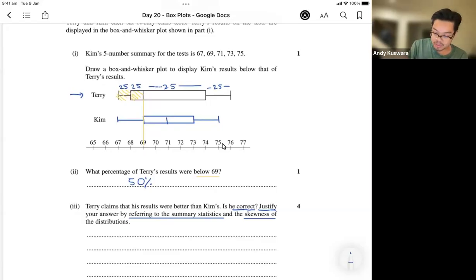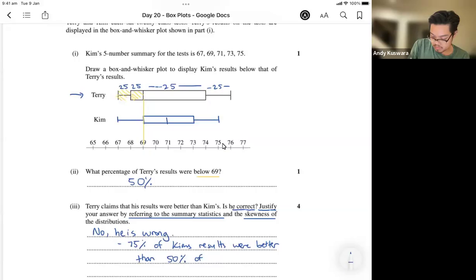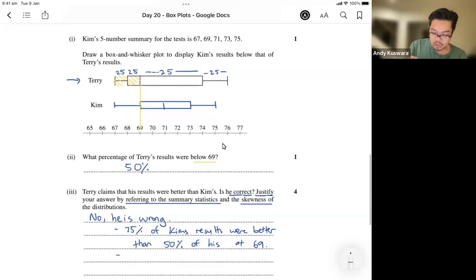So in that case, we can talk about a couple of things here. We would say, no, he is wrong. And we need to justify it. So I'll say, 75% of Kim's results were better than 50% of his at the 69 score mark. Now, what we also want to talk about is summary statistics. Who's got the higher median? Kim has the higher median.